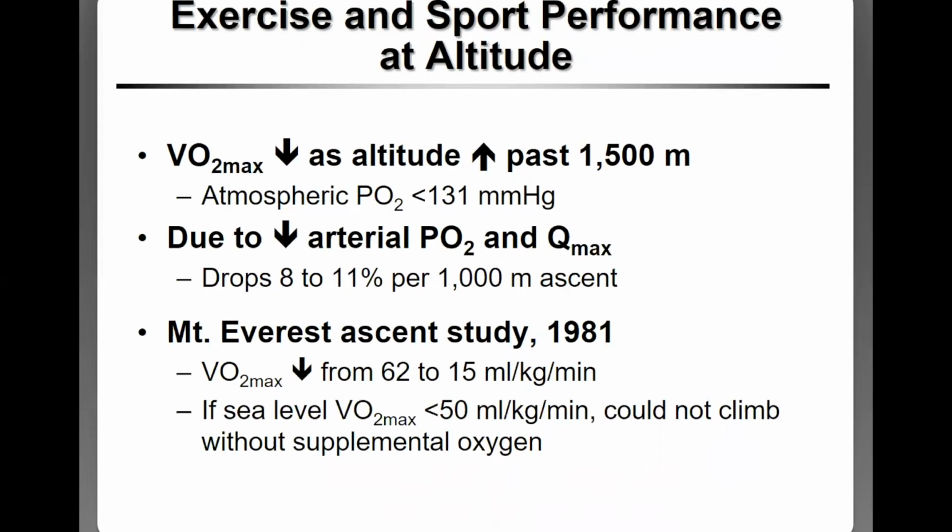So say you measured your VO2 max at sea level and it was 62 mLs per kg per minute. At the top of Mount Everest, you could expect your VO2 max to be measured at 15 mLs per kg per minute, which, at sea level, would be equivalent to a cardiovascular patient, a patient with compromised cardiorespiratory function.